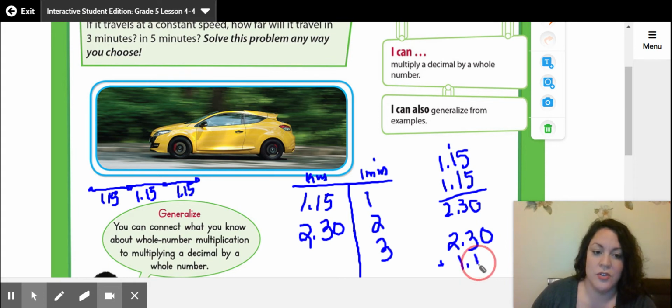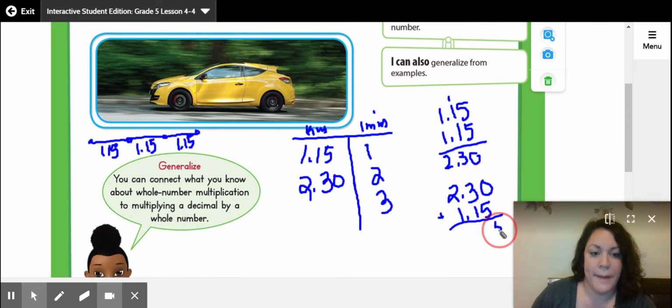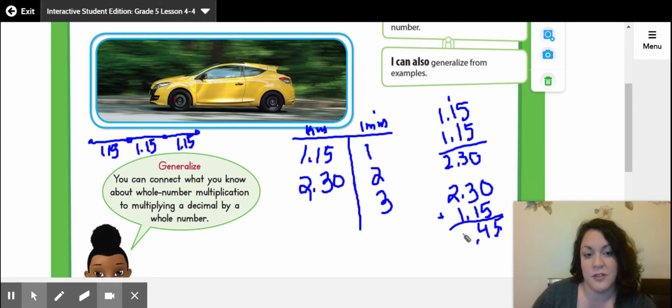Okay, so 2 and 30 hundredths plus 1 and 15 hundredths. Sometimes I like to just say it the right way so I don't forget. Would be 5 plus 0 is 5. Okay. And then 3 plus 1 is 4. Make sure you have your decimals lined up. This will be very important. So you have your ones in the ones place. And then 2 plus 1 is 3. So it would be 3.45.